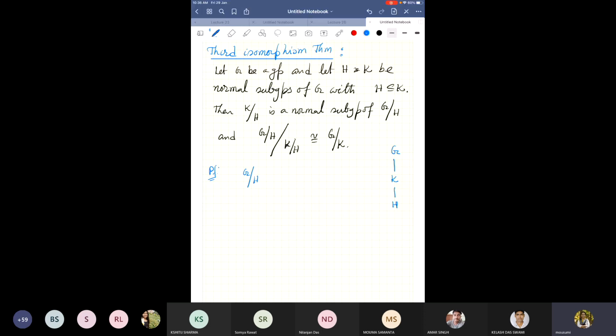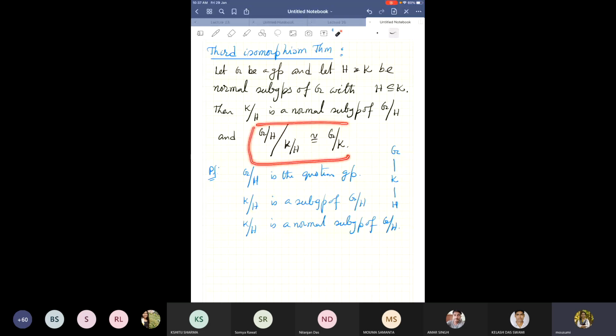So basically you are considering the quotient group G quotient H, and you are trying to see how the subgroups of this quotient group look. You are saying that K quotient H is in fact a subgroup, and in fact a normal subgroup, of G quotient H. And you are saying something more: that this isomorphism is true. In some sense, you can think of it as cancelling this H, giving G quotient K. Okay, fine. So let us first prove that K quotient H is a normal subgroup of G quotient H.